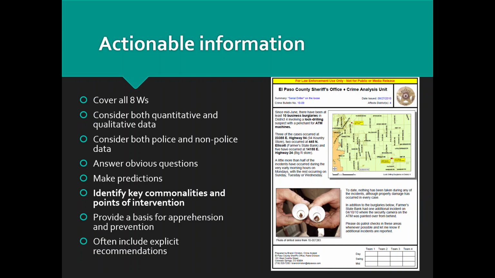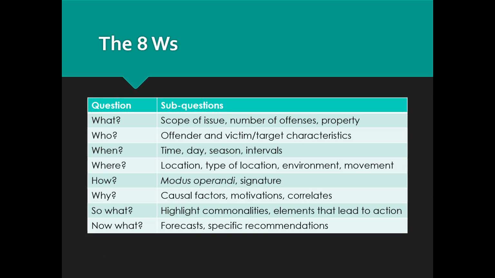It identifies key commonalities and points of intervention, places that the agency can exert some influence or pressure to make the problem go away or at least reduce. It provides both a basis for apprehension and enforcement or prevention if that's the direction the agency wants to go. And very often, actionable information provides explicit recommendations about what to do next. This is what you should be getting from your crime analysis capability. Now, the 8 W's that I talk about are what, who, when, where, how, why, so what, and now what.